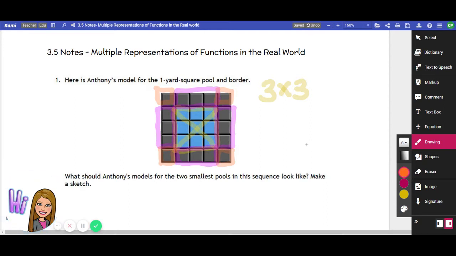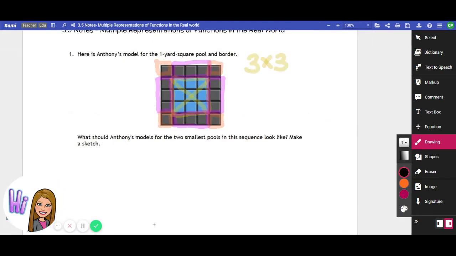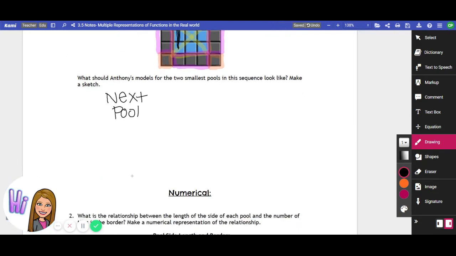And then it's asking us, though, to go back and sketch what Anthony's models would look like for the 2 smallest pools in this sequence. So up here, I said that this pool was a 3x3 pool because we had 3 tiles left to right and 3 tiles up and down. So for his next smallest pool, we went down just 1 size. Instead of 3x3, we would make it a pool that was 2x2.